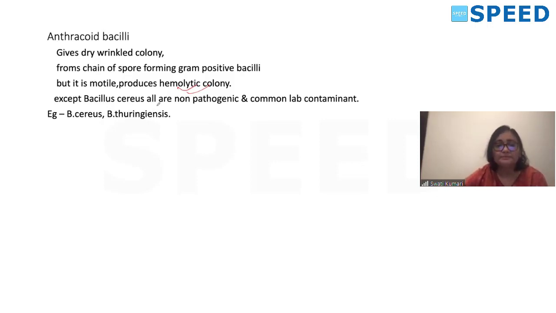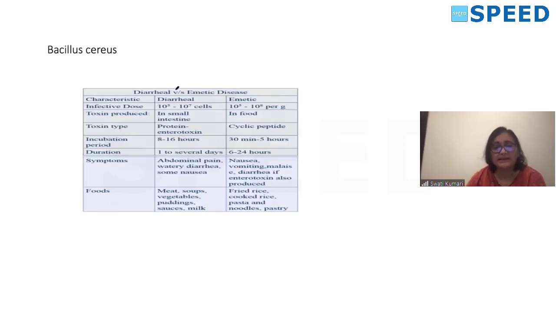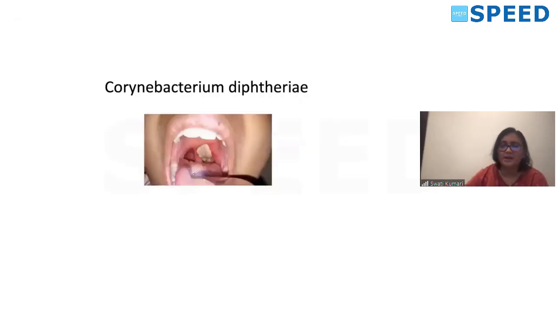Okay. Bacillus cereus has a diarrheal and an emetic form. The diarrheal form causes diarrhea in 8 to 16 hours, and the emetic form in less than 6 hours. It shows all manifestations, nausea, vomiting, and diarrhea will be present. And mainly we see it in persons consuming fried rice and noodles and so on. So you get a history of fried rice eating. The diarrheal form is because of meat, sauces and milk items.